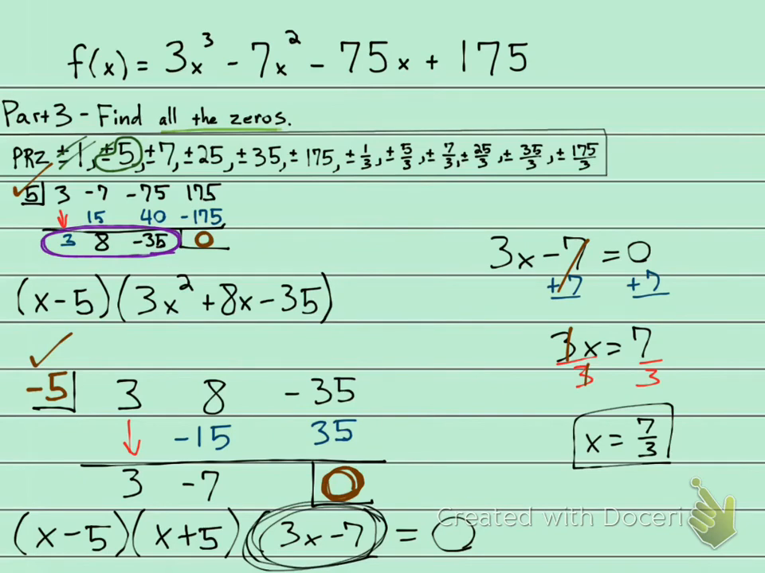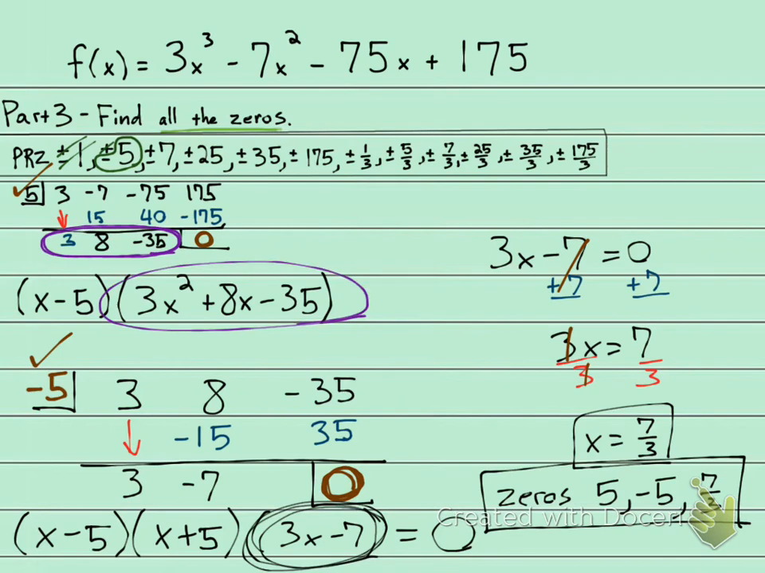Was that in my possible rational zeros? Yes, it was, a positive 7 over 3. Okay, so here is the answer. My zeros are 5, negative 5, and 7 over 3. Okay, now I found this using synthetic division. I'm going to also find this, let me show you how to factor this, okay, which is up to you.